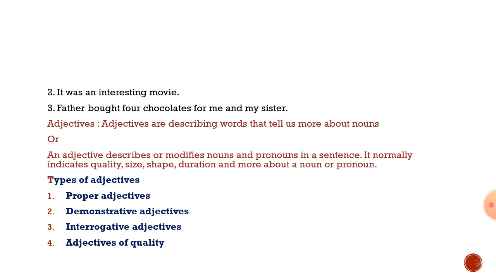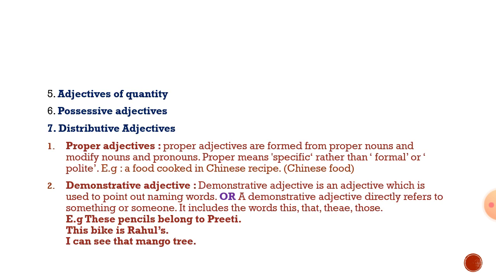Now we will discuss types of adjectives. There are 7 types of adjectives. First is proper adjective. Second is demonstrative adjectives. Third is interrogative adjectives. Fourth is adjectives of quality. Fifth is adjectives of quantity. Sixth is possessive adjectives. Seventh is distributive adjectives.